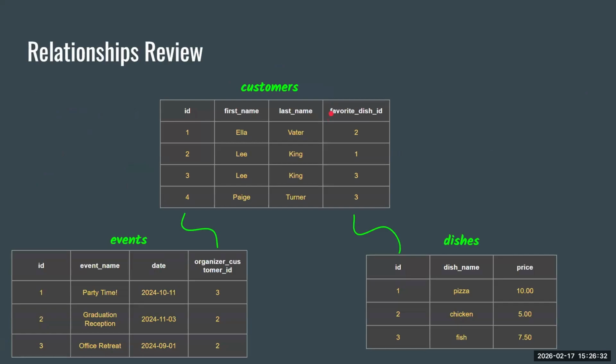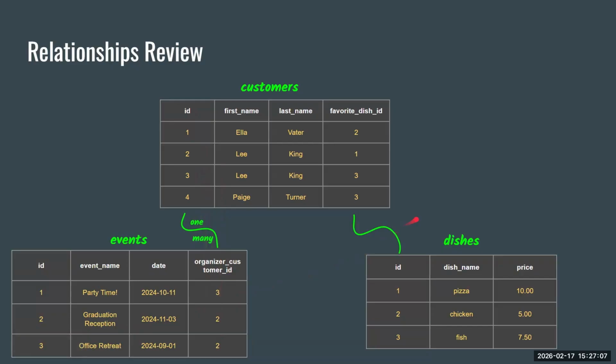And so here is our database model at this point. Customers. We can have one customer organize multiple events. So you can see here that the graduation reception and office retreat were organized by the same person, Lee King. So this is a one-to-many relationship. One customer can organize many events, or restating that from the event perspective, many events can be organized by a single customer.